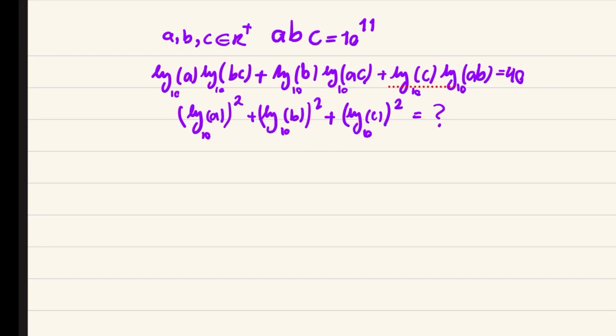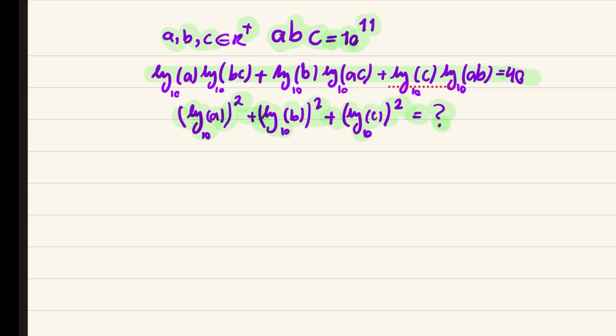Hi, in this problem, I'm going to solve a Math Olympiad question. The question says we have three variables, a, b, c, which are positive numbers. A times b times c is 10 to the power 11, and this term that you see here is equal to 40. And the question asks for the value of log 10 of a squared plus log 10 of b squared plus log 10 of c squared.